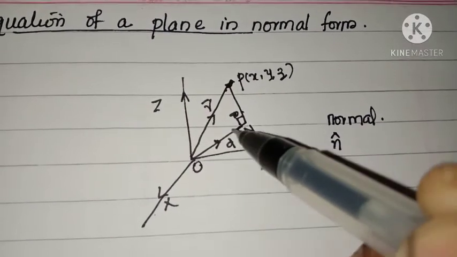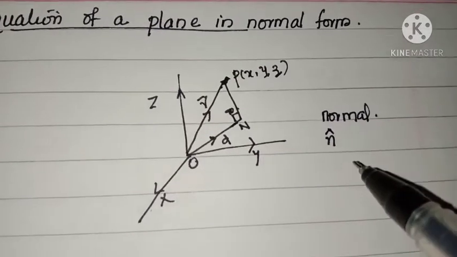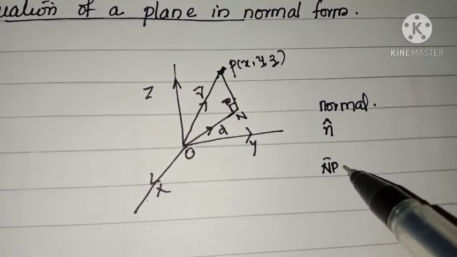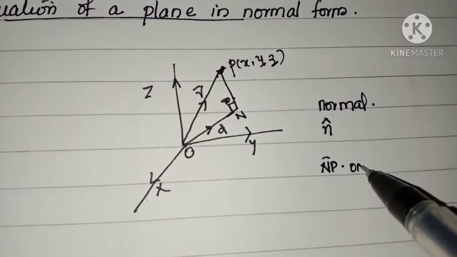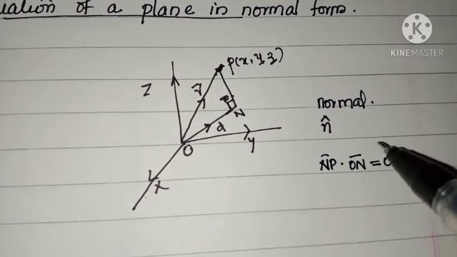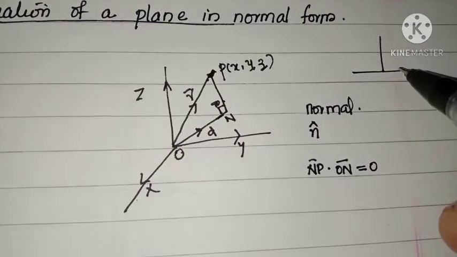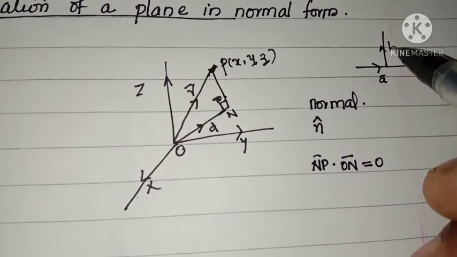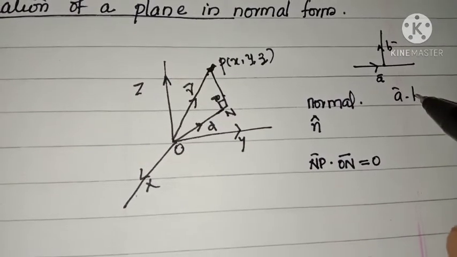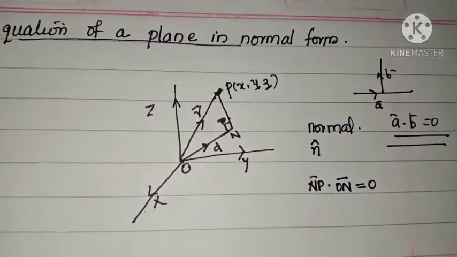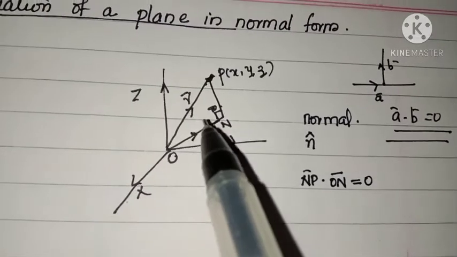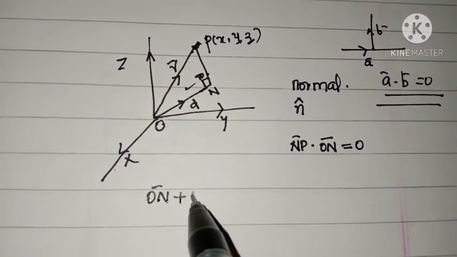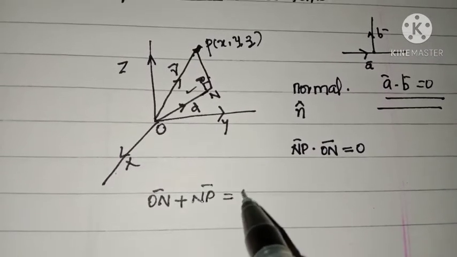Now see, ON and NP are perpendicular and therefore their dot product is equal to 0. So NP dot ON is equal to 0. Two lines are perpendicular means, suppose this is vector A and this is vector B, then their dot product is equal to 0. So in this triangle ONP, we can say that ON plus NP is equal to OP.